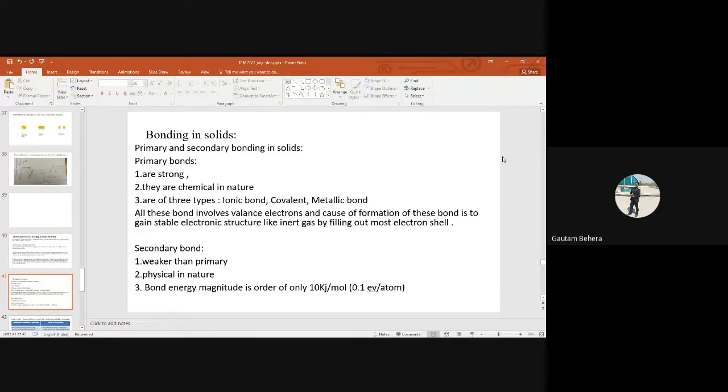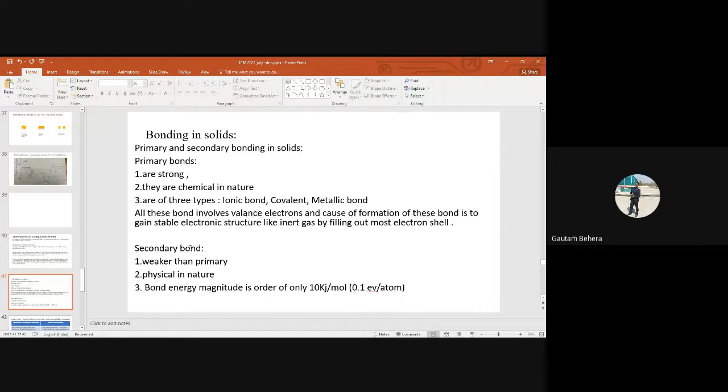And all these bonds involve valence electrons. The cause of formation of these bonds is to gain a stable electronic configuration, as I have already told you, like in the case of inert gases. Inert gases are also called noble gases because they do not react with any other things, right?